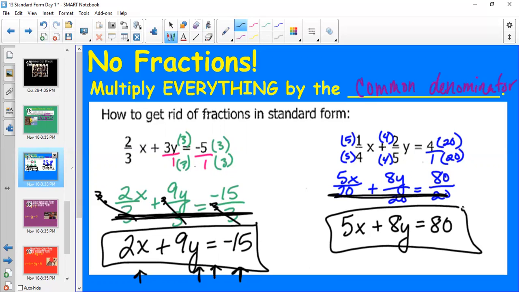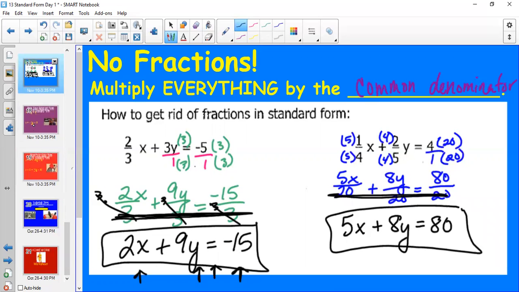Now, I wish I could say that's it and we're done, but it gets more complicated than this, because these were already kind of in standard form. They just had fractions that we had to get rid of. A lot of times they won't be in standard form. They're going to be in slope-intercept form, or they're going to be in point-slope form.